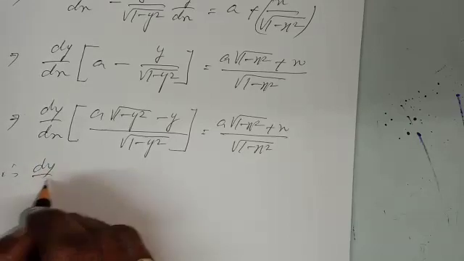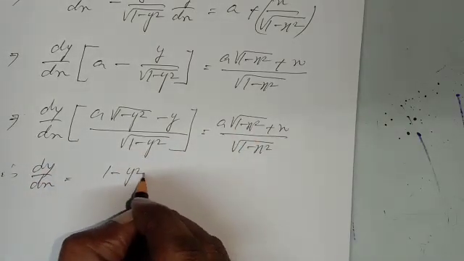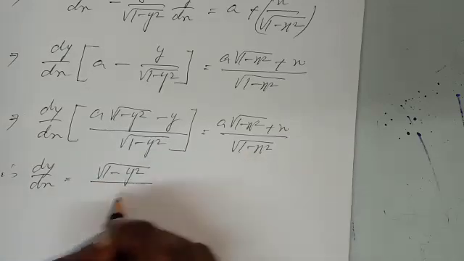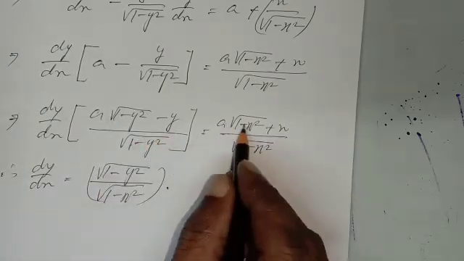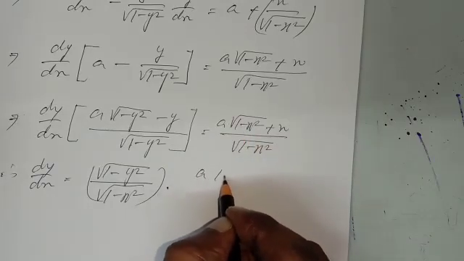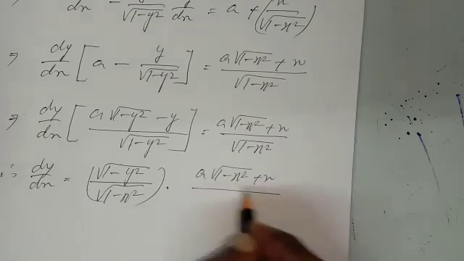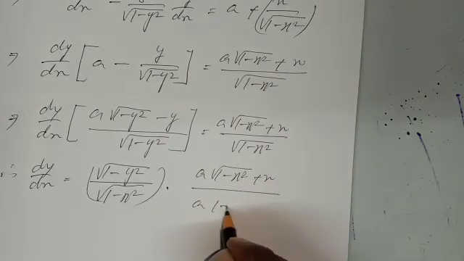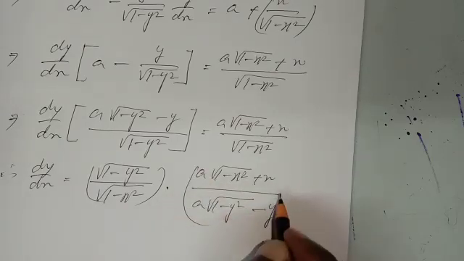After that, you have to find out dy/dx. That means dy/dx will be, this will go off. That means square root of 1 minus y squared by square root of 1 minus x squared, and the other part, this will be off. That means a square root of 1 minus x squared plus x by a whole into square root of 1 minus y squared minus y. This part.